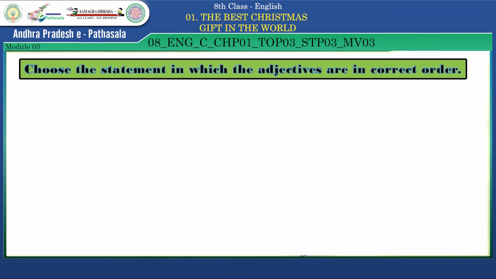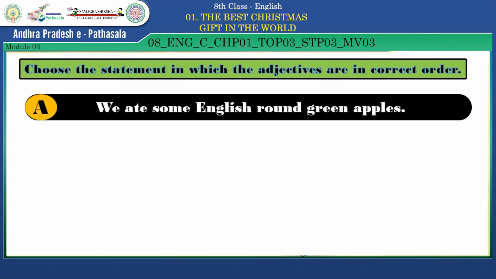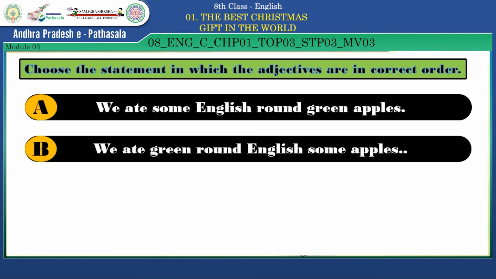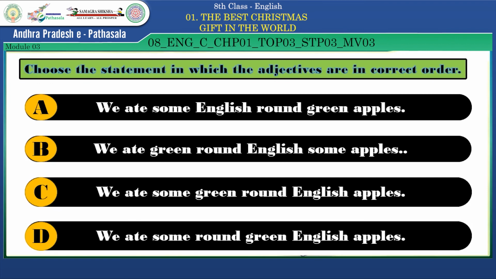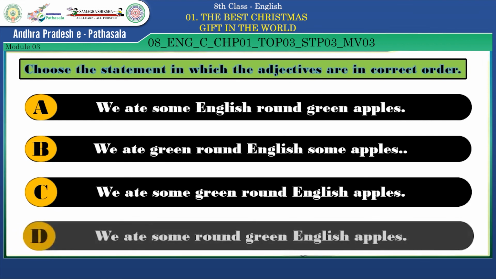Choose the statement in which the adjectives are in correct order. A. We ate some English round green apples. B. We ate green round English some apples. C. We ate some green round English apples. And D. We ate some round green English apples. So which is the correct one? Right. D is the correct one. We ate some round green English apples.